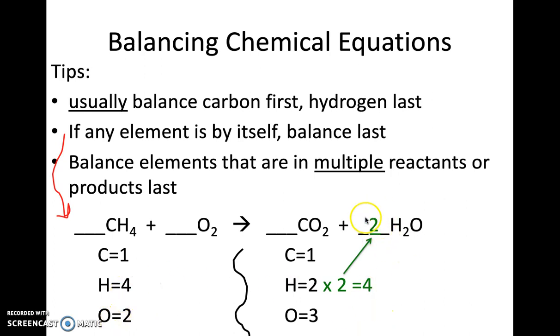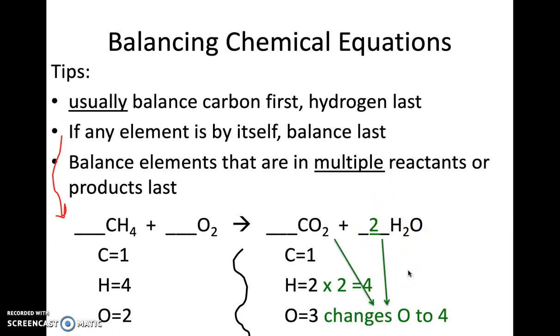Okay, now the problem with putting a 2 there is it not only changed my hydrogen count, it also changed my oxygen count. So it changes my O2 now to 4, which means I need to get 4 on this side. Okay, so I put a 2 over here, and that gave me 4. Now notice that I balanced oxygen last because it's the one that's all by itself.